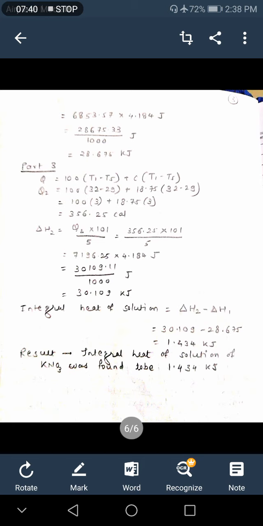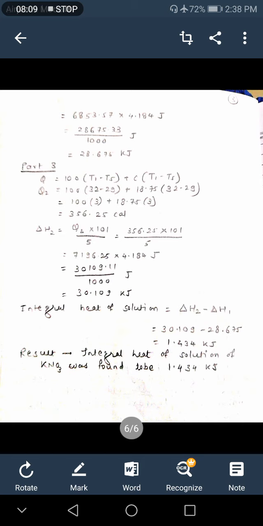It is delta H2 minus delta H1. So putting the values of delta H2 and delta H1, that is 30.109 kilojoule minus 28.675 kilojoule, the answer comes as 1.434 kilojoule. So we can say that the integral heat of solution of KNO3 was found to be 1.434 kilojoules.